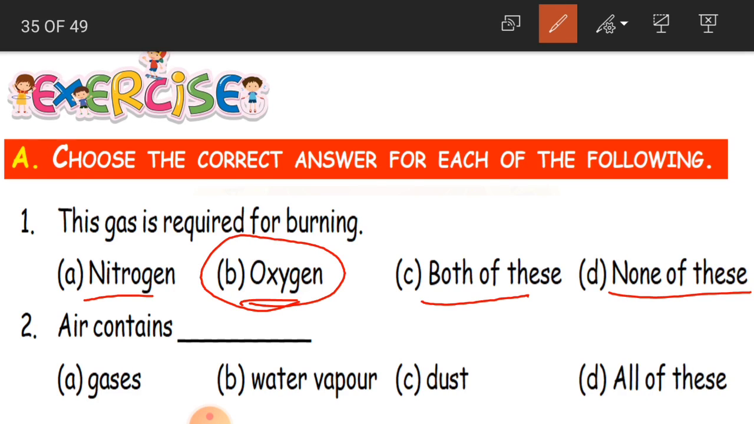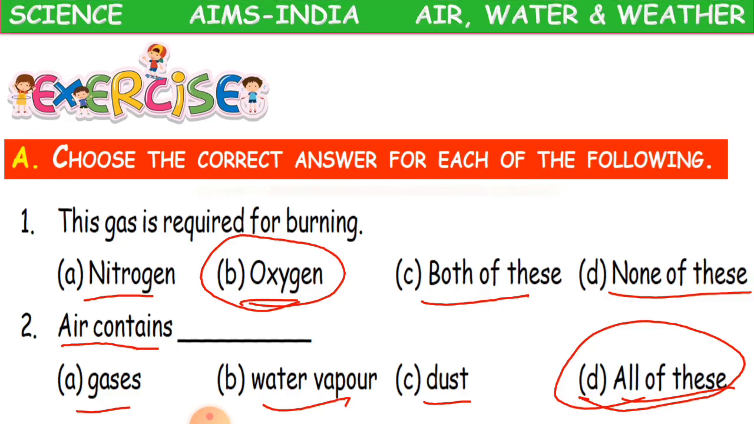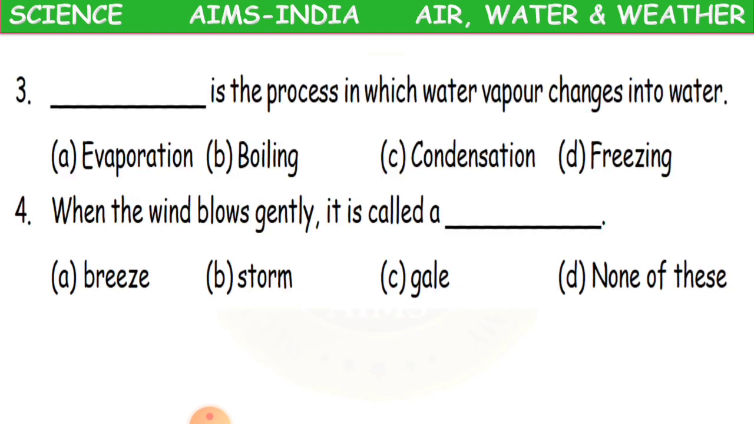Okay. Now, second question. Air contains gases, water vapor, dust and all of these. Air contains what? Air contains all three: gases, water vapor and dust. So the answer is D option, all of these. Clear, children? Yes, now we'll move on to the next question.